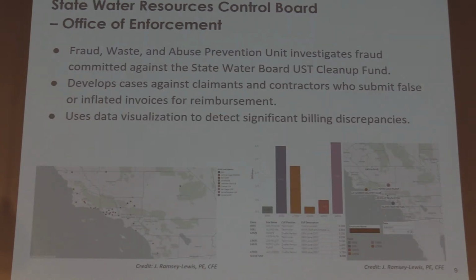So the other visualization that I want to highlight is a dashboard created by the Office of Enforcement at the State Water Board. The main role of the Office of Enforcement is to ensure that violations of orders and permits issued by the State Water Board result in firm, fair, and consistent enforcement. One of these units, the Fraud, Waste, and Abuse Prevention Unit, investigates fraud committed against the State Water Board Underground Storage Tank, or UST, cleanup fund.